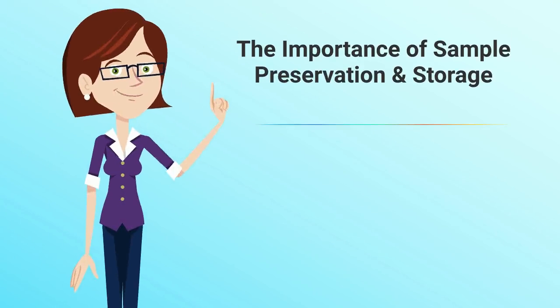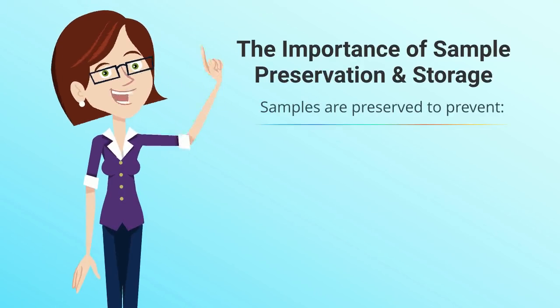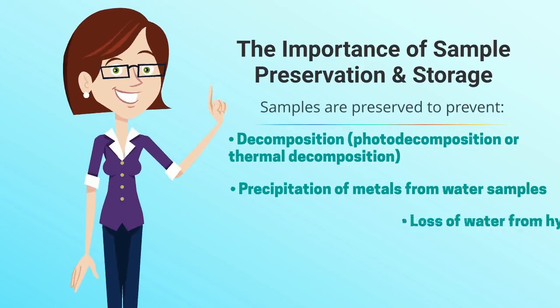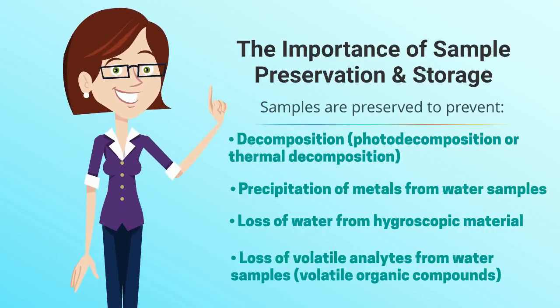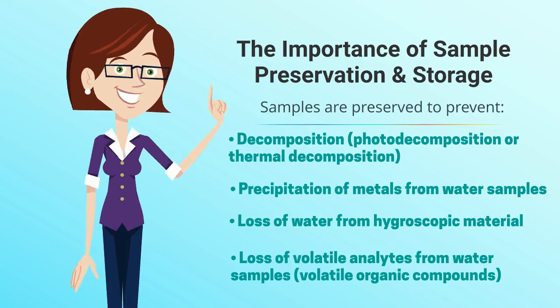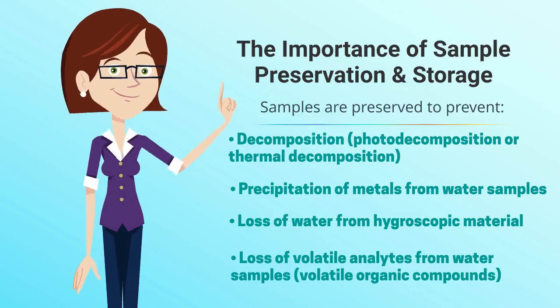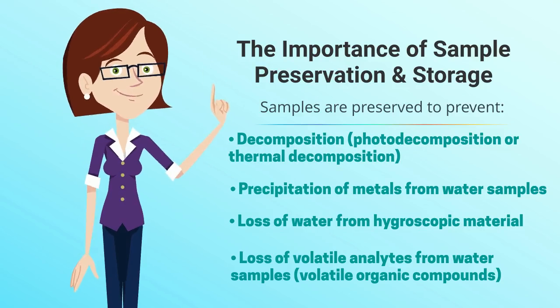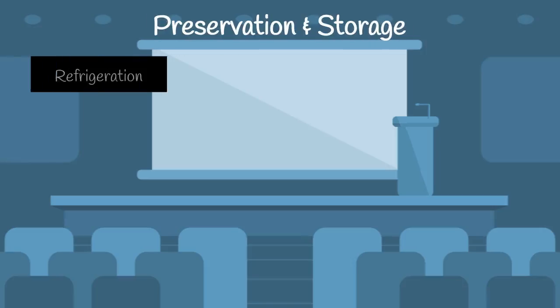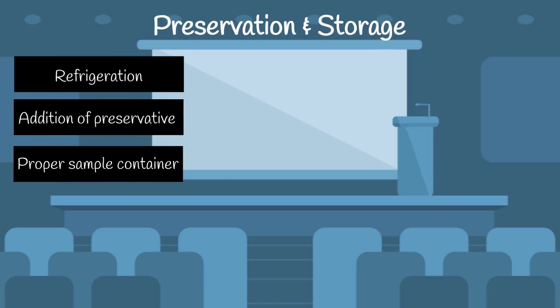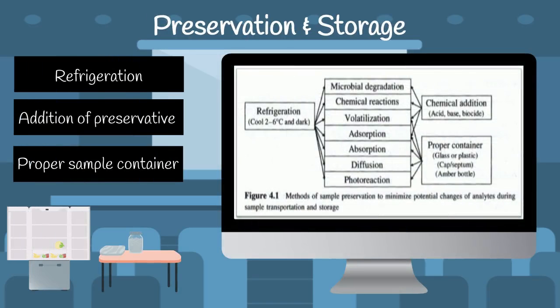Samples that are well preserved can prevent decompositions, precipitations of metals, loss of water from hygroscopic materials, and loss of volatile analyte from water samples. Preservation and storage can be done by first, refrigeration, second is additions of preservative, and the third is the use of proper sample container.